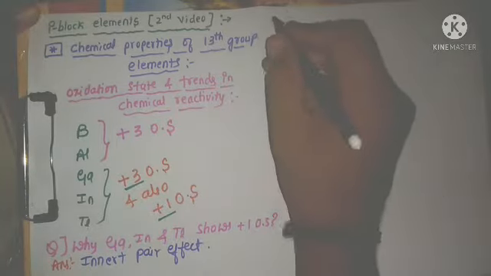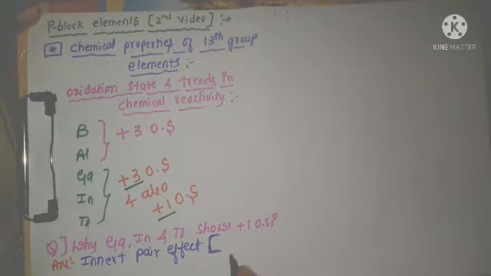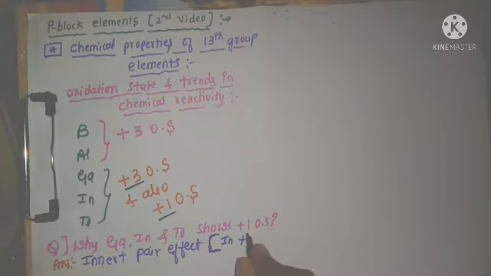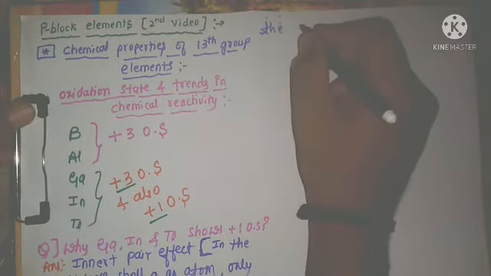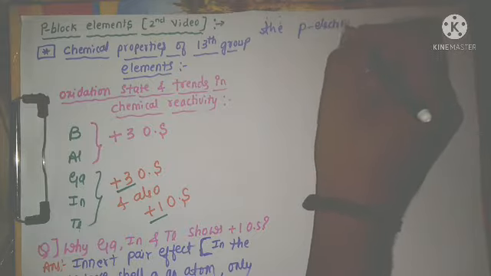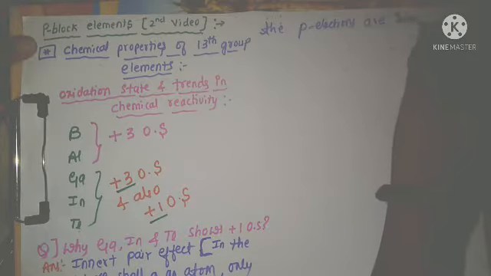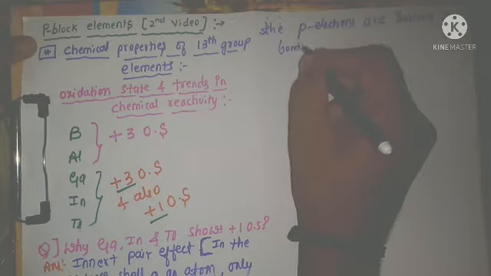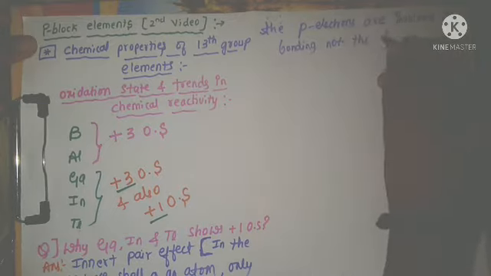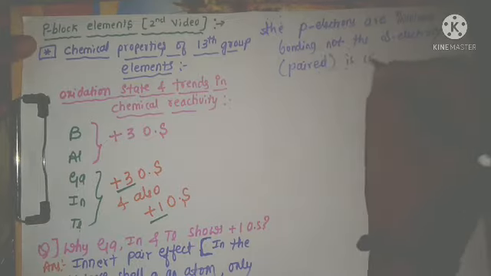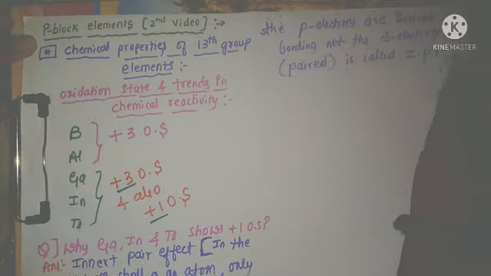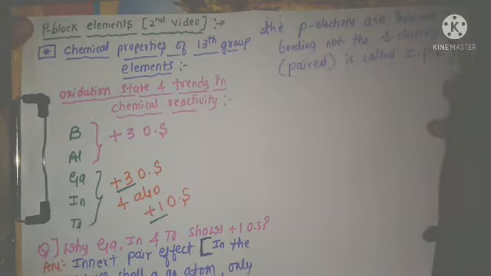What is meant by the inert pair effect? I will write the definition in brackets. What is meant by the inert pair effect is: in the valence shell, meaning the last shell of an atom, maybe gallium, indium, thallium, only the p electrons are involved in bonding, not the s electrons (the paired ones). This is called the inert pair effect. This is the definition of the inert pair effect.